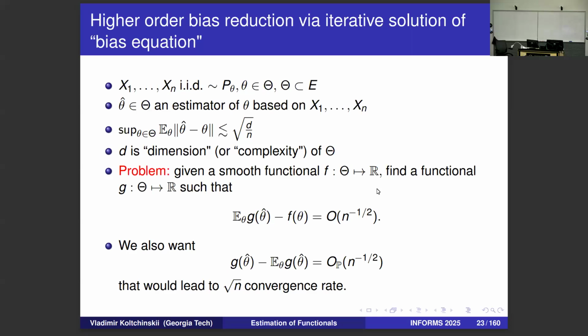And then ideally what we want to do, given a smooth functional defined on the parameter space, is find g such that it approximately solves the bias equation with an error of the order n to the power minus 1/2. And we also want to keep concentration also on the scale n to the power minus 1/2. If we are able to do this, we will ensure that this functional can be estimated with square root of n rate, okay? The square root of n rate. So that's the idea of this approach.